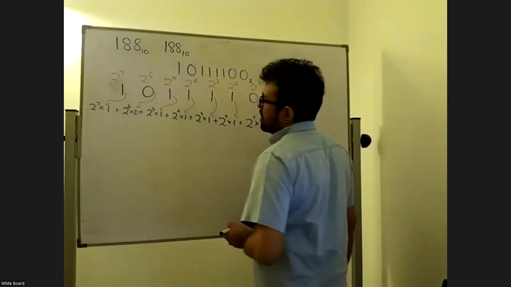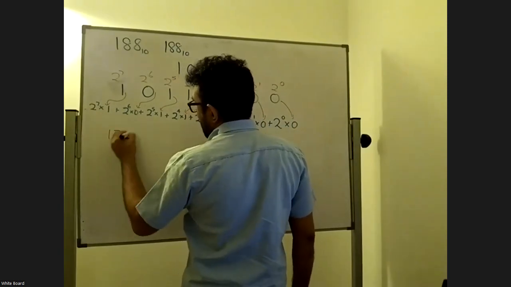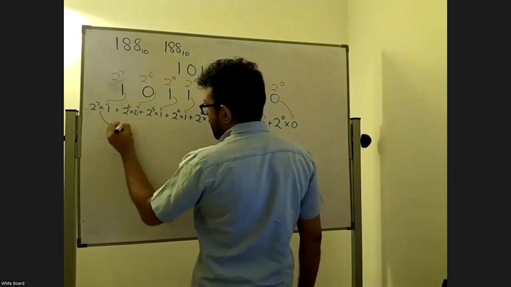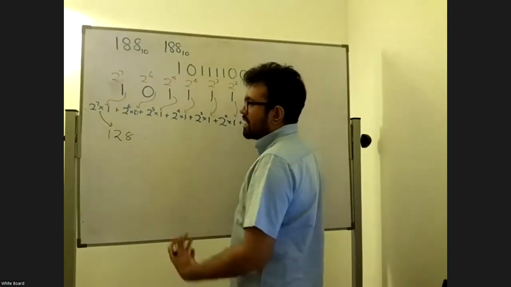Right now, here, 2 to the power 7 equals 128, multiplied by 1. So if you multiply any number by 1, that is going to be the same number.